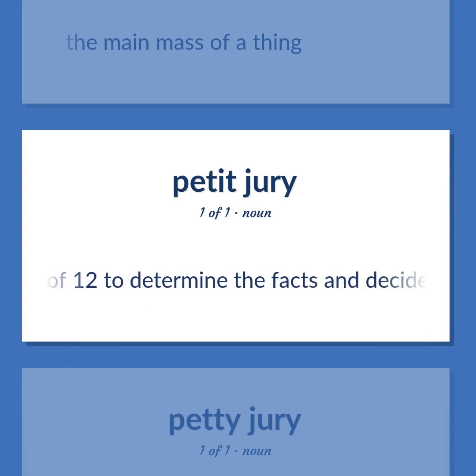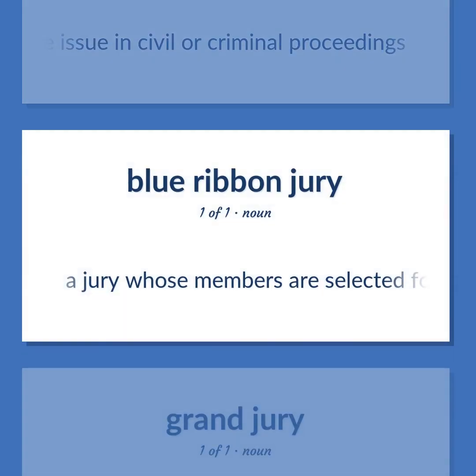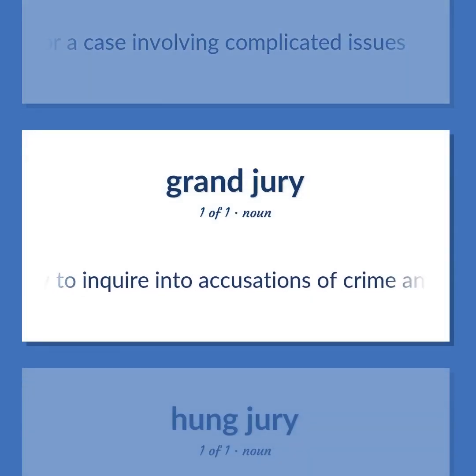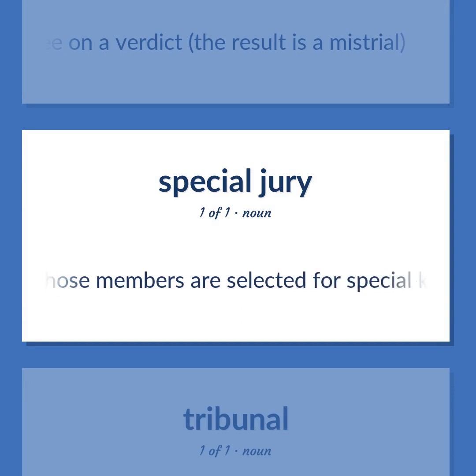A jury of 12 to determine the facts and decide the issue in civil or criminal proceedings. A jury whose members are selected for special knowledge for a case involving complicated issues. A jury to inquire into accusations of crime and to evaluate the grounds for indictments. A jury that is unable to agree on a verdict. The result is a mistrial.